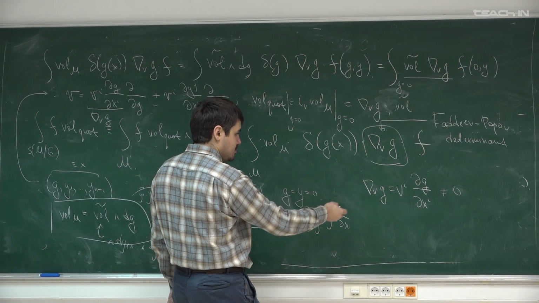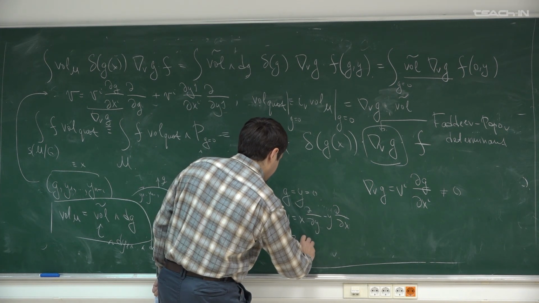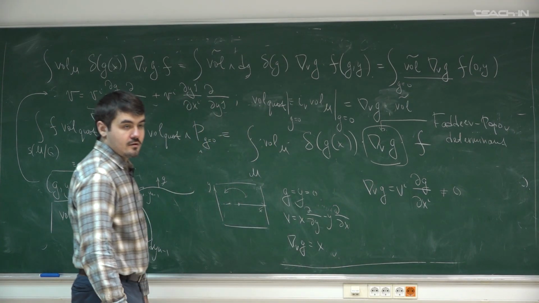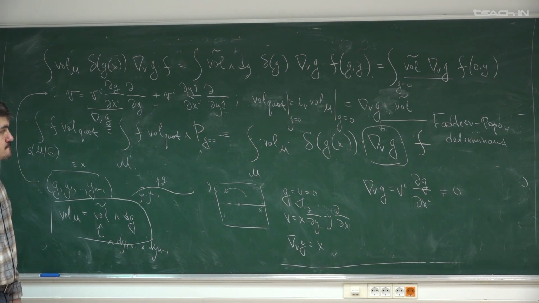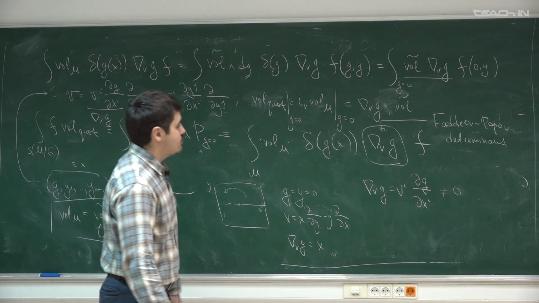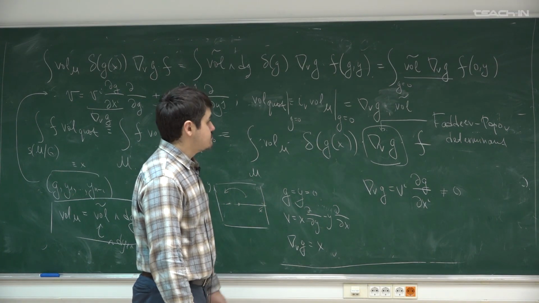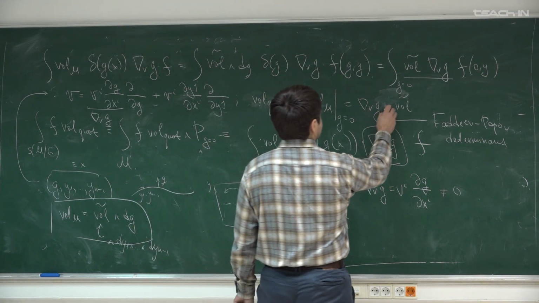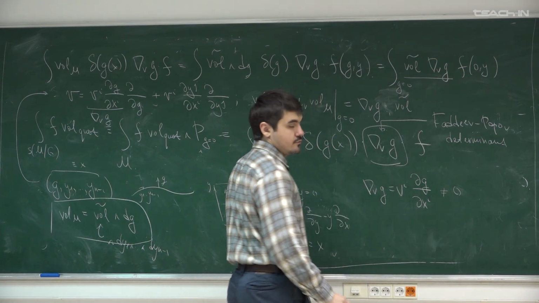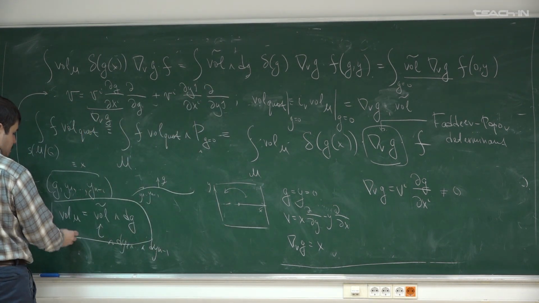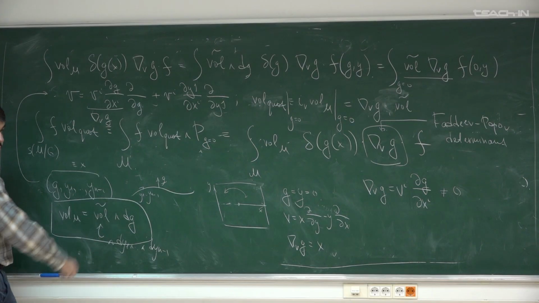So V acting on g, or what I call nabla_V g, is just x. Sorry, in this formula it's nabla_V g times the volume form with the tilde. What you wrote on the right hand side, above. Here we wrote the volume form on M as the volume tilde times dg, right?